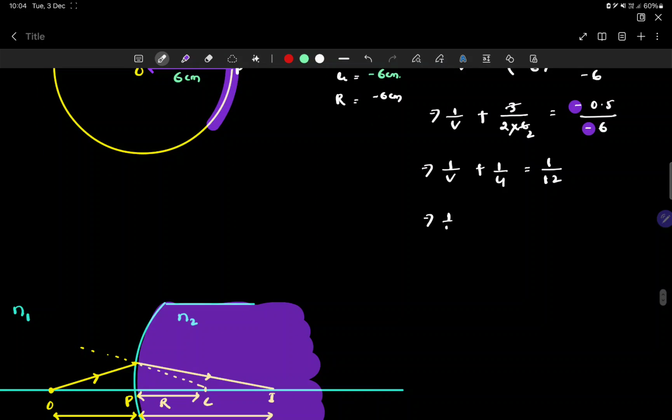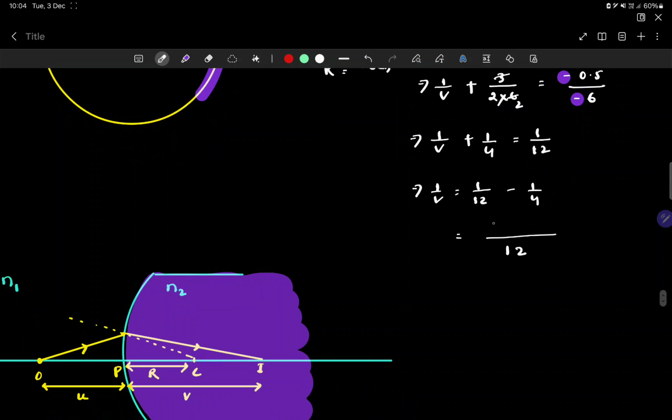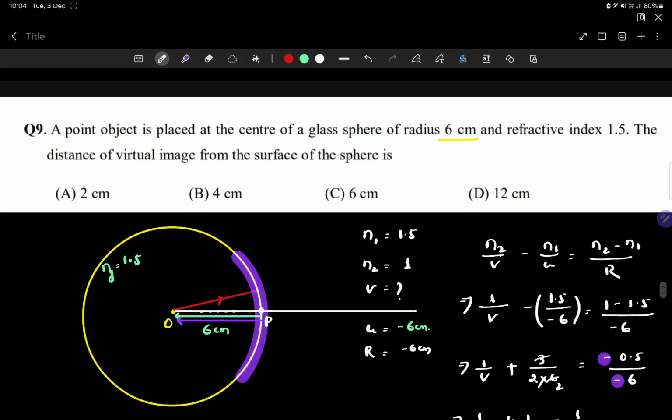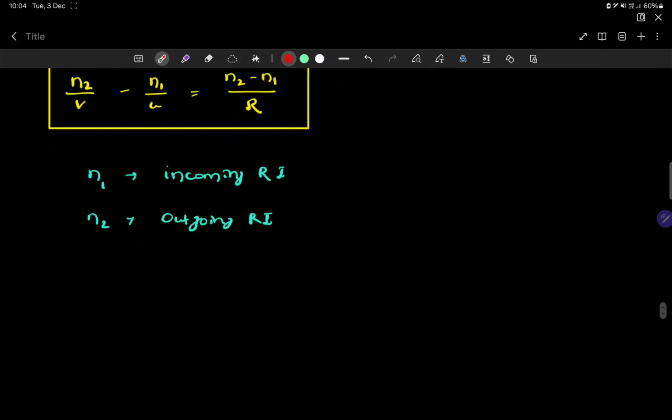So 1 by V is equal to 1 by 12 minus 1 by 4. So LCM is 12. So 1 minus 3, that is minus 2 by 12, minus 1 by 6. So 1 by V is equal to minus 1 by 6, which means V is equal to minus 6 centimeter. So now check the options. The options are available in magnitude format. So the final answer is 6 centimeter. This is our correct answer for question number 9.